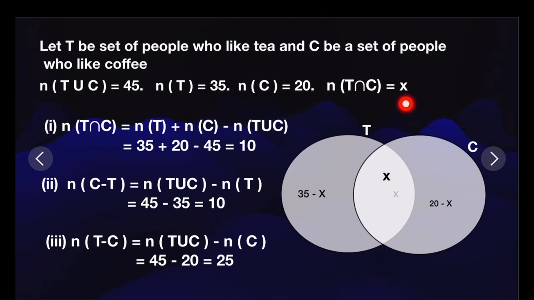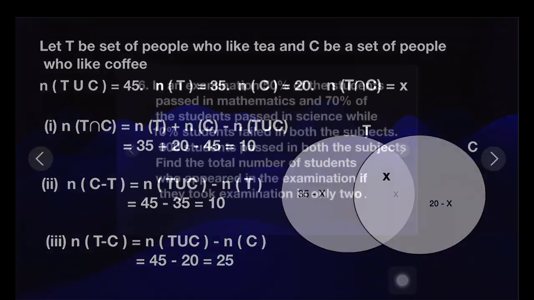We do not know, so I am just putting X here. Anyway, the first equation you use, you will get this number of people who like both tea and coffee. Then you do only coffee, this equation. Those people who like only tea, put the equation, you will get the answer.